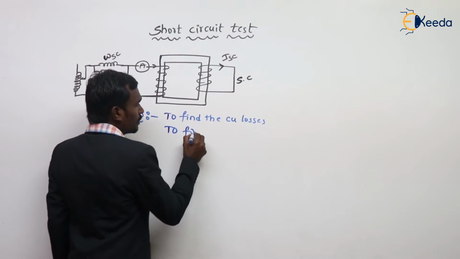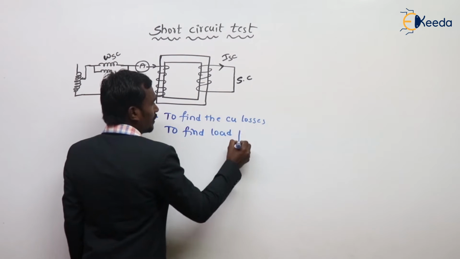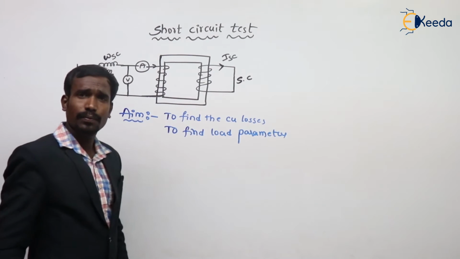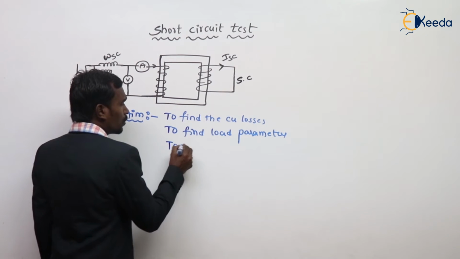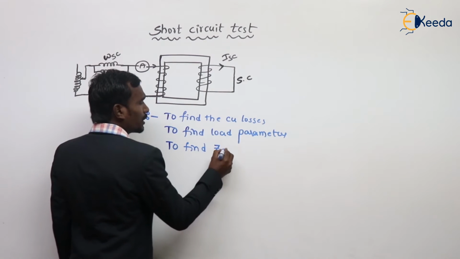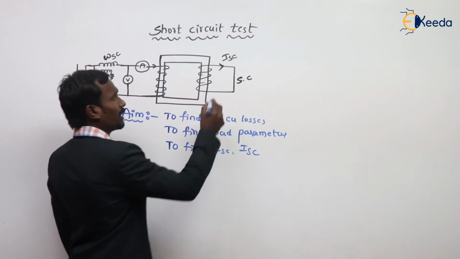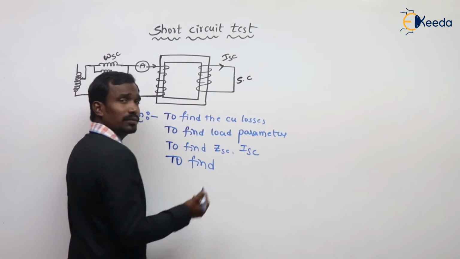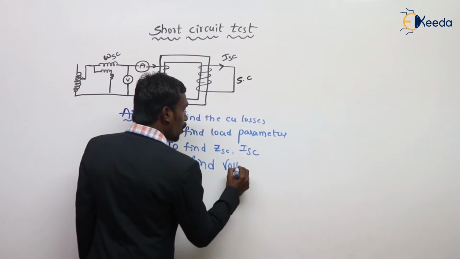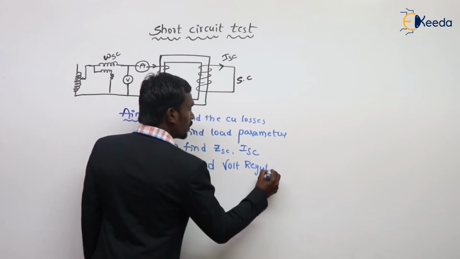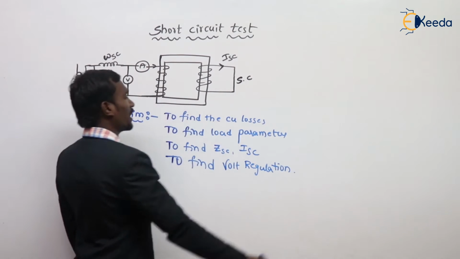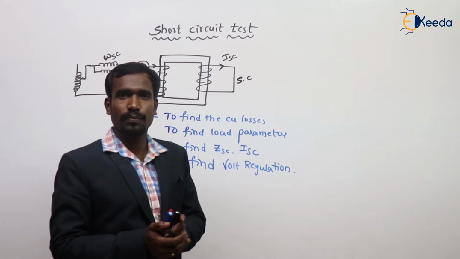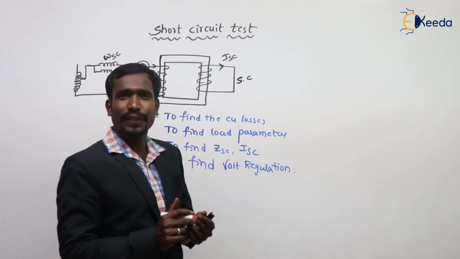Now, another aim is to find the load parameters, and next to find the short circuit impedance and short circuit current, and next to find the voltage regulation. These are the aims of my short circuit test. Are you okay? Next, specifications.